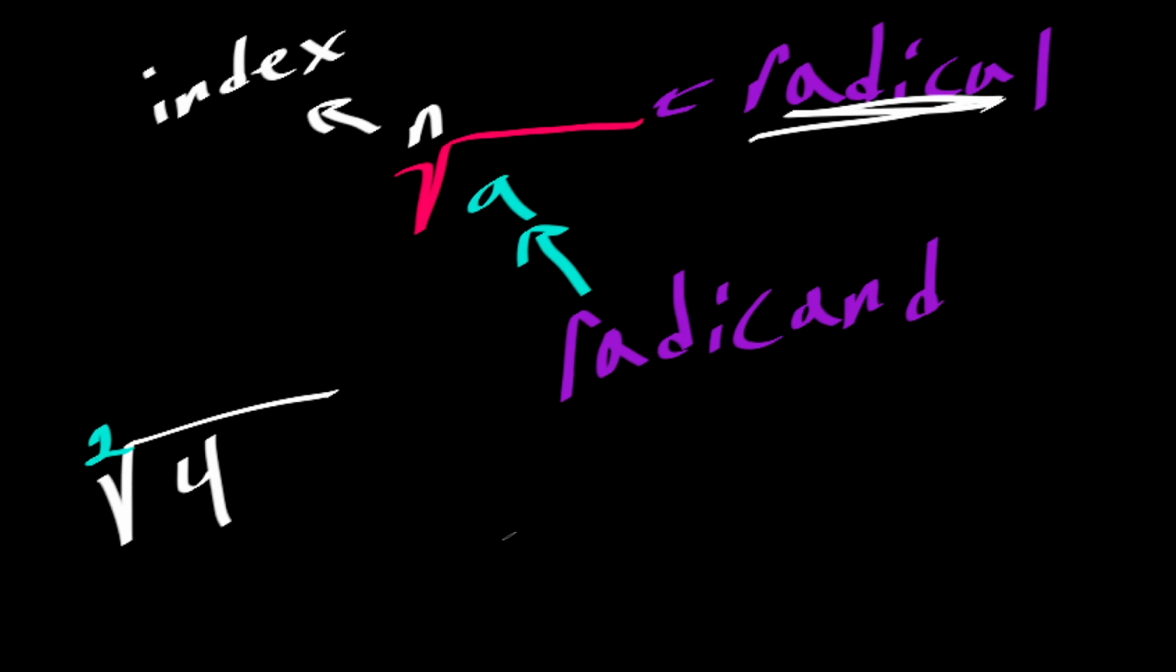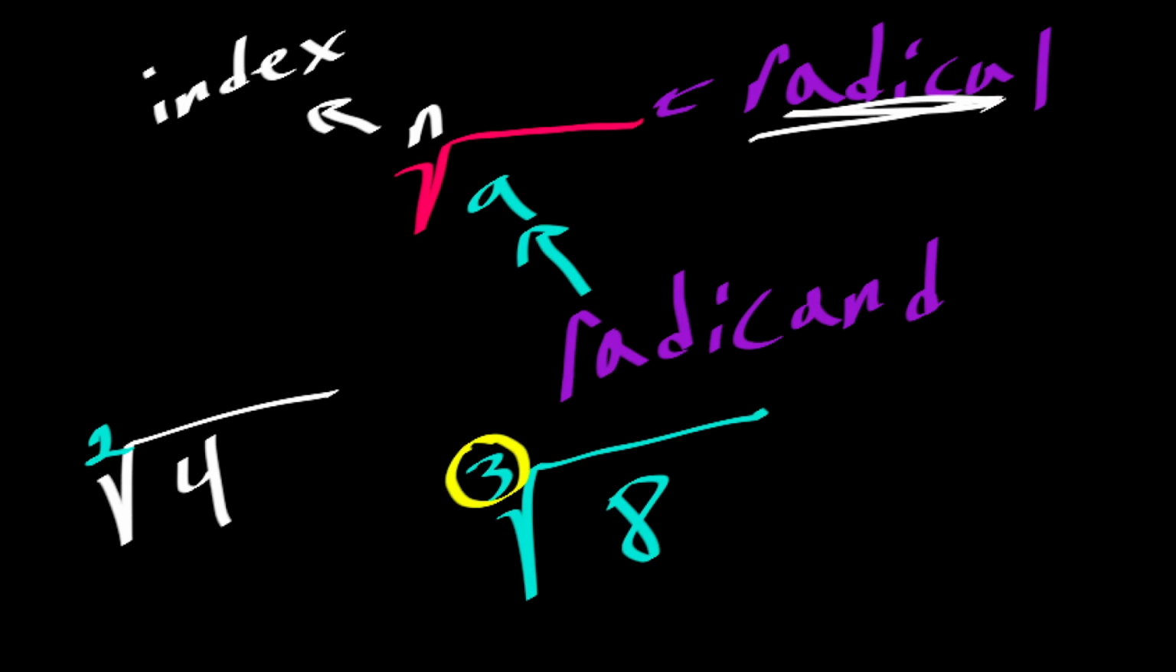Now if we change this and we put a little 3 here, and let's say we're doing the cube root of 8, this 3 for the index tells us that we have a cube root. And we could keep going, I won't do it, but we could go to 4, 5, 6. We could do as much as we wanted to do.